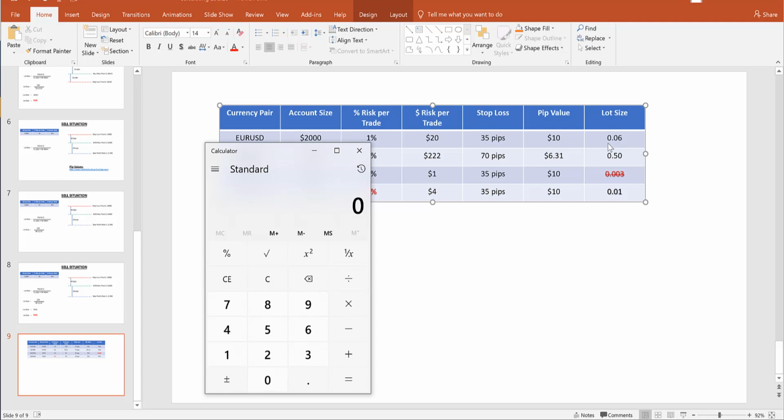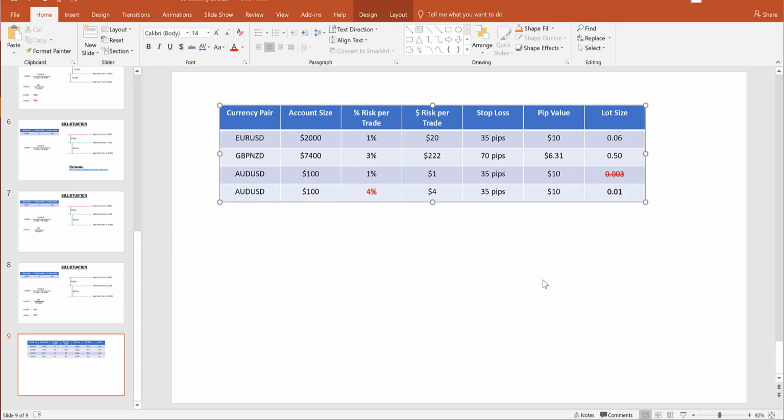Now, first of all, remember the formula is the risk over stop loss pips times pip value. So let's do this first, the stop loss times pip value. So that will be stop loss 70 times pip value of 6.31. That will give us what? 441.7.